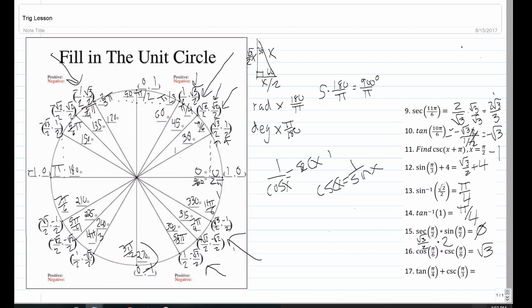And our last problem on here, tangent of pi over 4. Well, we've actually done that one quite a few times. It's 1. It's right here. Root 2 over 2 divided by root 2 over 2. And then to that, we're adding the cosecant of pi over 3. So that's 1 over the sine of pi over 3. Pi over 3 sine is root 3 over 2. So it's 2 over root 3.